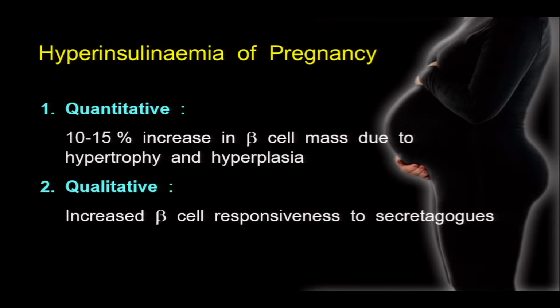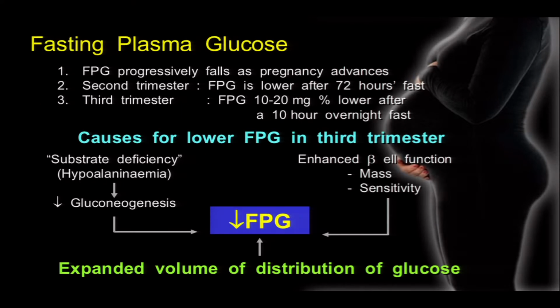So hyperinsulinemia of pregnancy is both quantitative and qualitative. Quantitative in the sense there is a 10 to 15% increase in beta cell mass due to hypertrophy and hyperplasia, and qualitative in the sense there is an increased beta cell responsiveness to secretagogues. Pregnant women are extremely sensitive to secretagogues and secrete much more insulin than a non-pregnant woman.